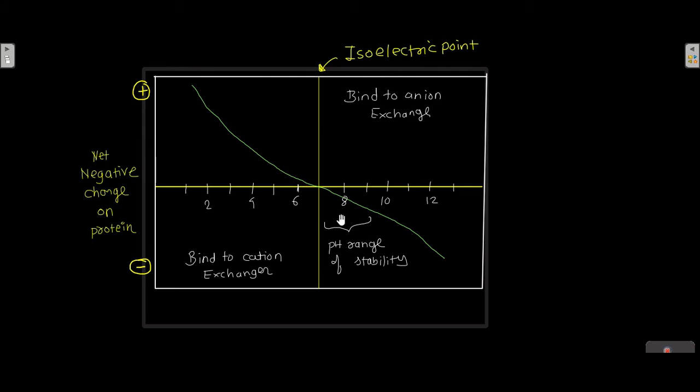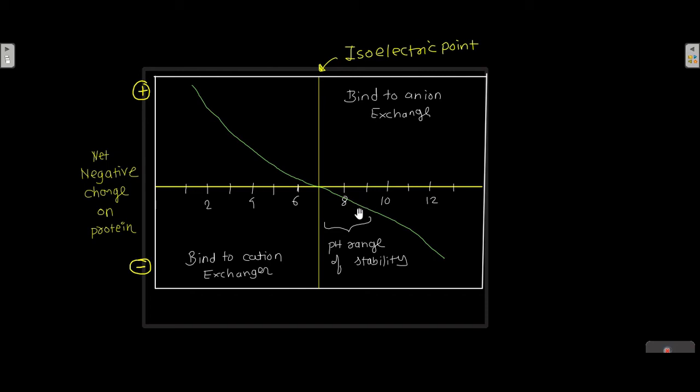And as the pH range is between 7 to 9, okay, this is the pH range, right? In this range only the protein will be stable. So in this particular case, you will choose an anionic exchanger. Okay, in this range, the protein is going to be negatively charged. So that is the reason why in this condition, you will be using an anionic exchanger to isolate that particular protein.